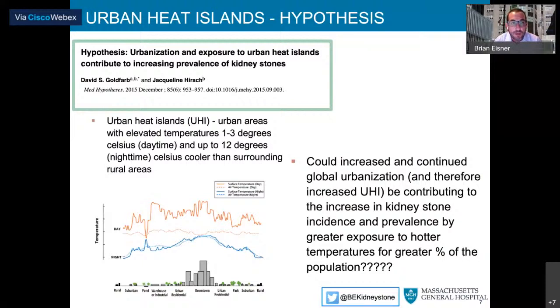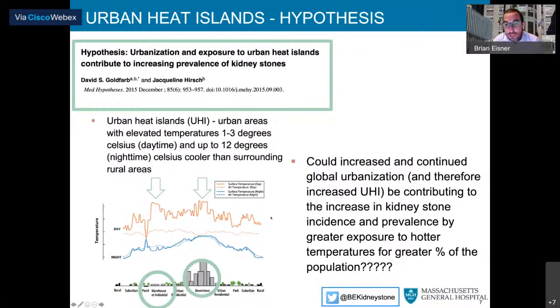What we know is that urban heat islands are areas with elevated temperatures. These places are hotter in the daytime and far hotter in the nighttime than surrounding rural areas. You can see here in the cartoon, for example in the lower left, that warehouse and industrial locations and also downtown urban locations demonstrate higher surface temperatures at both day and night than surrounding rural areas.